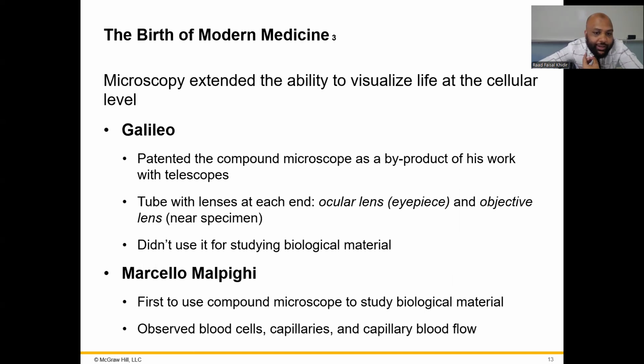Then there was Galileo. He was a physicist, and he discovered the telescope. He put two lenses, one close to the eye, known as the ocular lens, very obvious, close to the eye, ocular, and one far from the eye, that's the objective lens. That was for the telescope to see the stars very far, but they developed the same idea to see things that are really small.